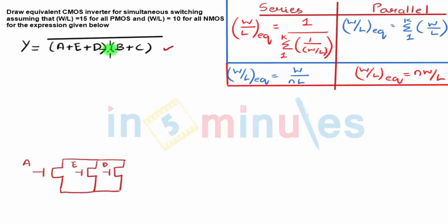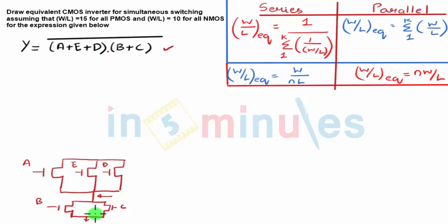Then there is a dot. Dot means series. Series with what? B plus C. So B and C both are in parallel again. And B plus C, the entire thing is in series with A plus E plus D, that is nothing but AND. This is series connection, and this is my ground. This is my pull down circuit.